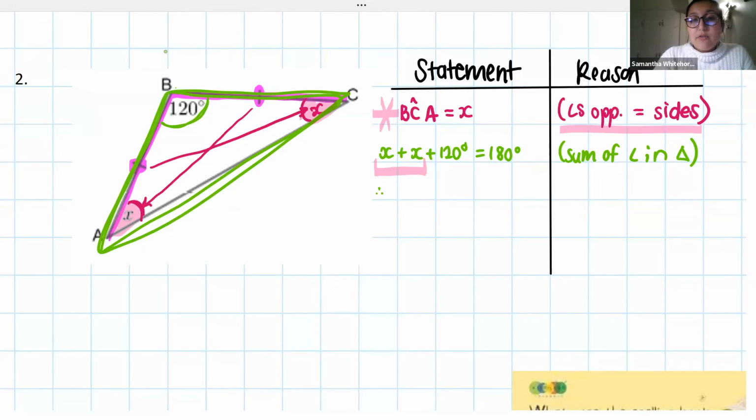Okay, now we need to solve for X. So X plus X is 2X, plus 120 is equal to 180.